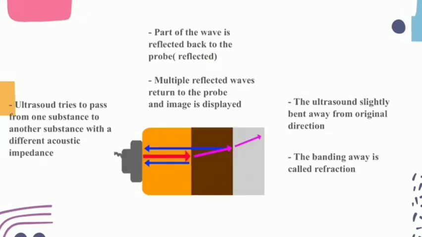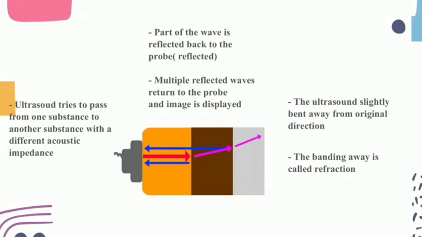In this picture, the red arrow shows the bending away when ultrasound tries to pass from one substance to another substance with a different acoustic impedance, which is called attenuation. The purple arrow shows ultrasound slightly bent away from the original direction. The bending away when ultrasound passes from one substance to another substance with a different acoustic impedance is called refraction. And the blue arrow shows the part of the wave that is reflected back to the probe, which is the reflected waves.